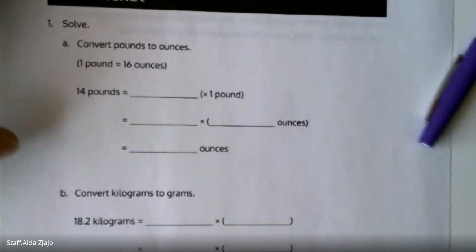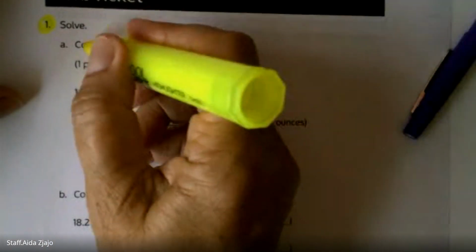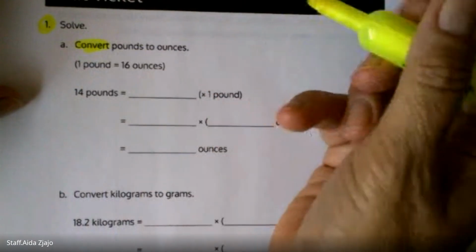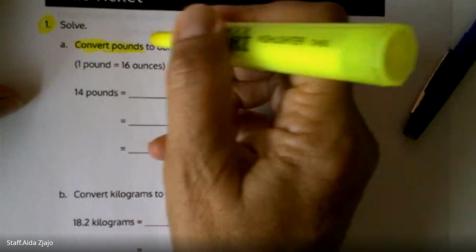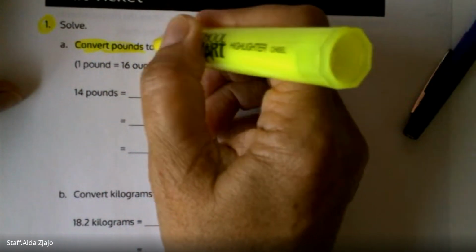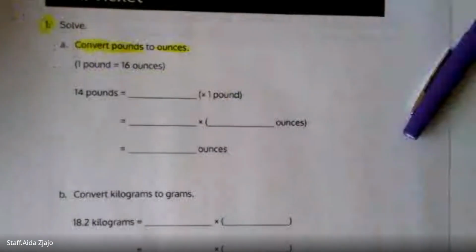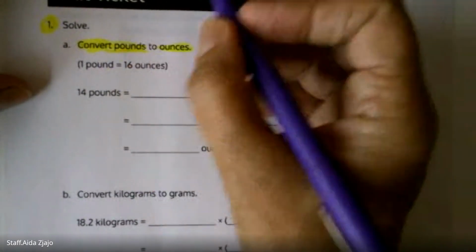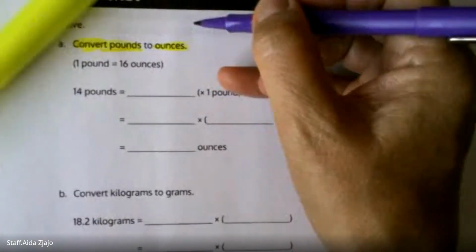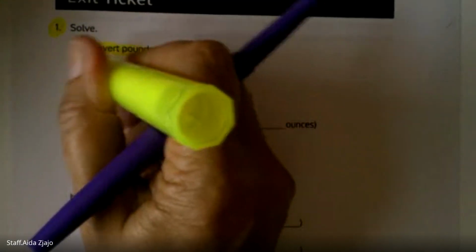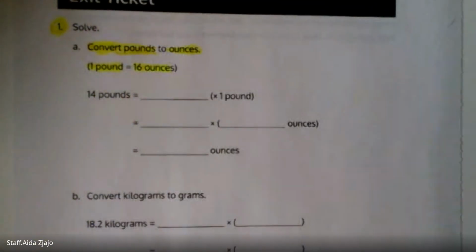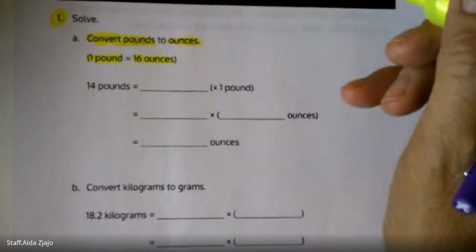Okay, it says solve. Convert means change pounds to ounces. Pounds is a bigger unit and ounces are smaller. So it goes from larger units to smaller units. If you have large, you get more. Look, 1 pound is 16 ounces. This is important information for us.